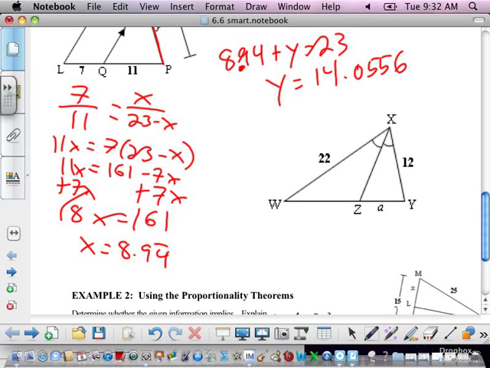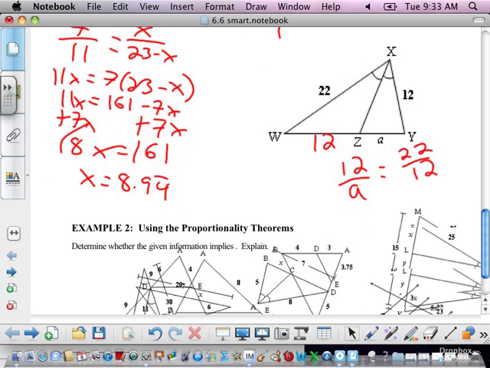Not the converse. We don't have 6.7, right? If a ray bisects an angle of a triangle, then it divides the opposite sides proportionally. There's supposed to be a 12 that goes with this. Okay. So we've got this triangle right here. We know if a ray bisects an angle, it divides them proportionally. Okay, so I know 12 over A equals 22 over 12. Okay?